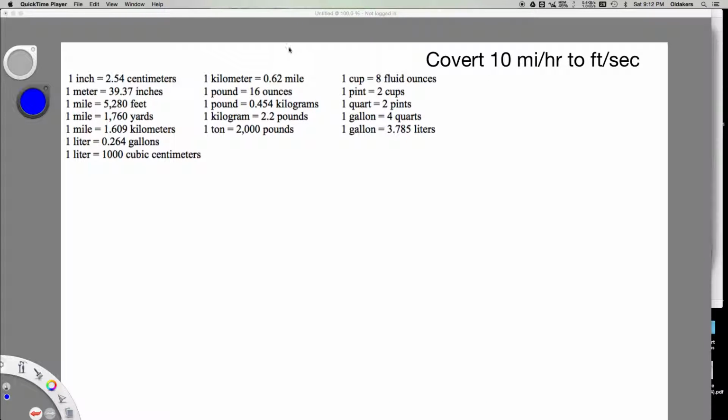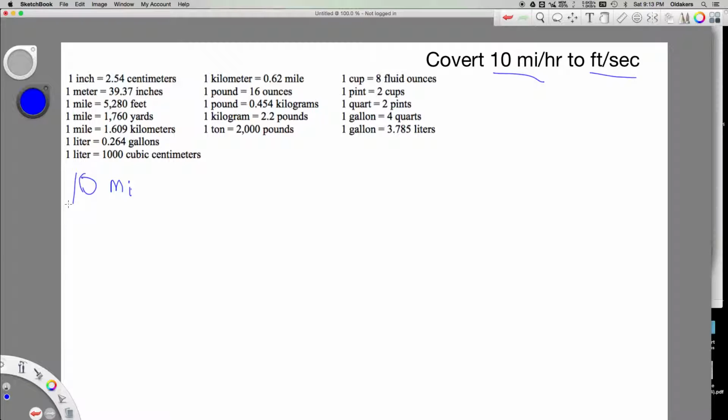Alright, here's a unit conversion dimensional analysis question where we're going to convert 10 miles per hour down to feet per second. Now, whenever you're doing one of these questions, I want you to stay super organized and really be sure you're labeling every single step of what you're doing.